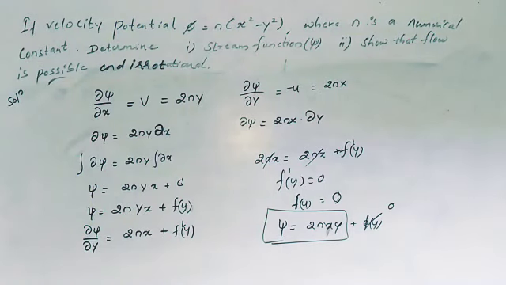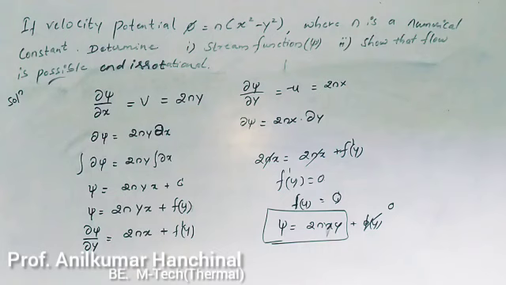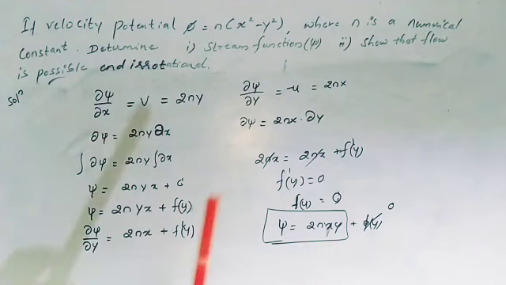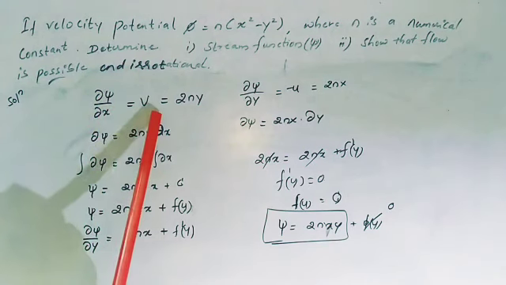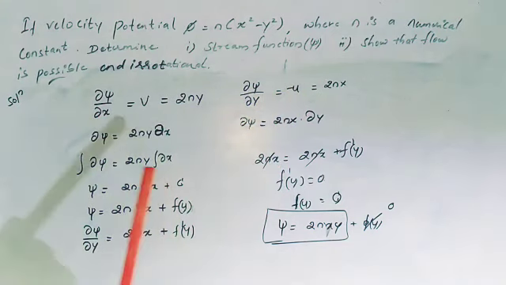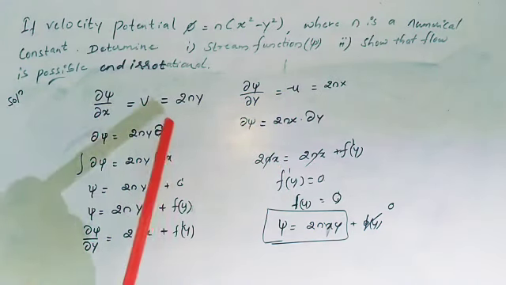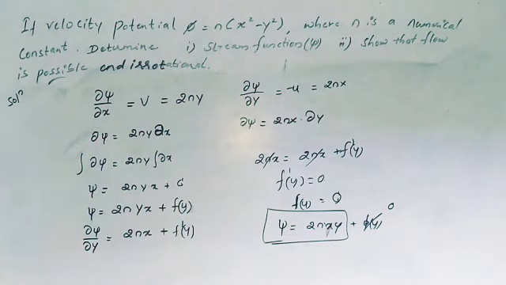Okay, once again I will repeat it. In the previous step we have proved the continuity equation, and again we have simplified for rotational flow, whether the flow is rotational or irrotational, that we have identified. But the main thing is to identify the stream function, so this will carry more marks weightage. From the definition of stream function, we know that dou psi by dou x is equal to v and dou psi by dou y equals minus u. These values are already calculated in the previous step. Now by integrating that equation, we will get psi equals 2nyx plus constant.